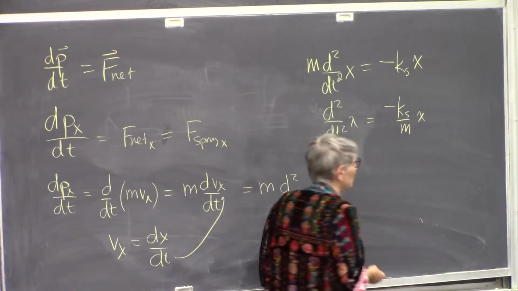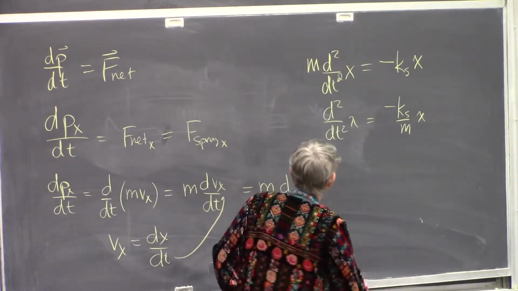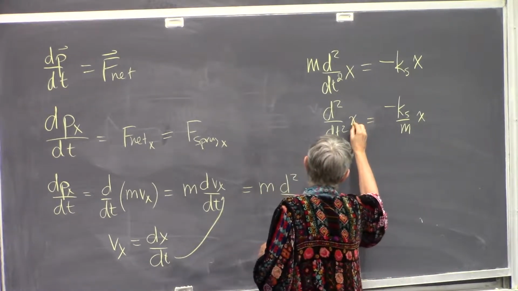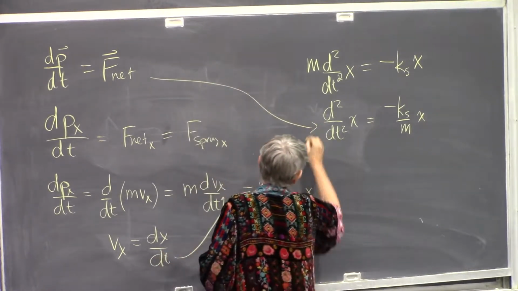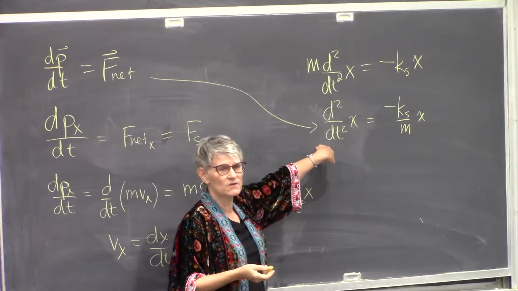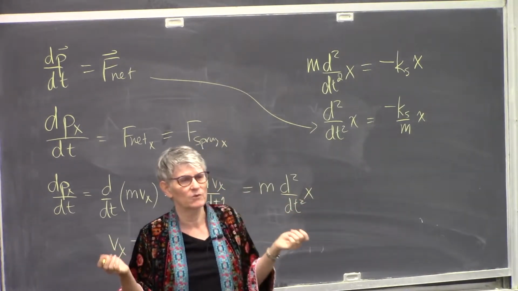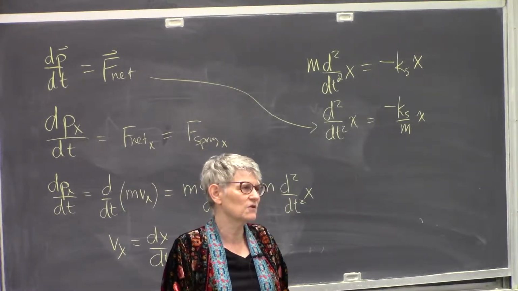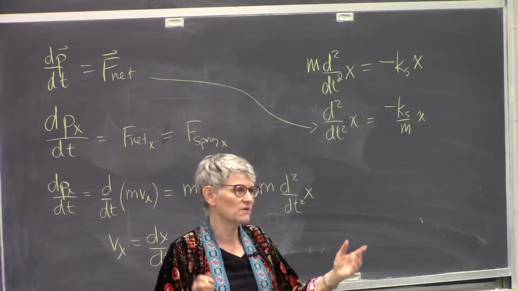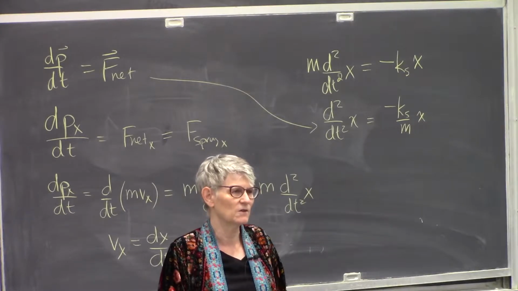By just moving the m to the other side of the equation, this equation turns into that equation. Okay, we still haven't solved anything. We've just rewritten the equation. And this is what's called a second-order differential equation, because it involves a derivative and involves a second derivative.